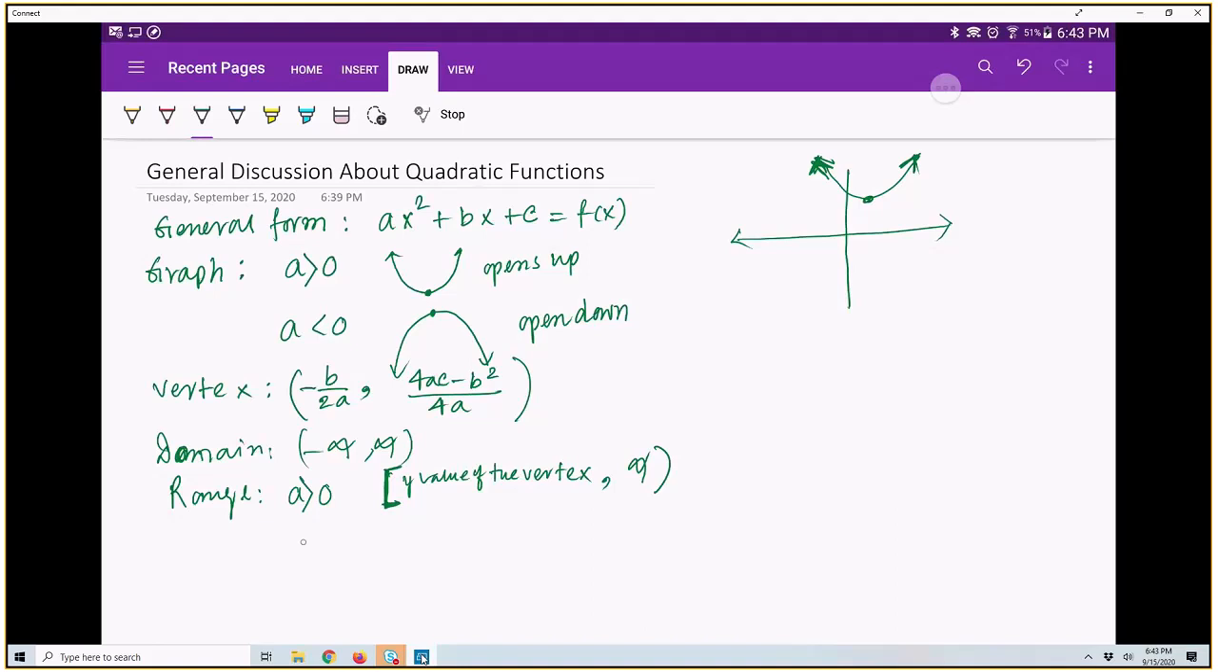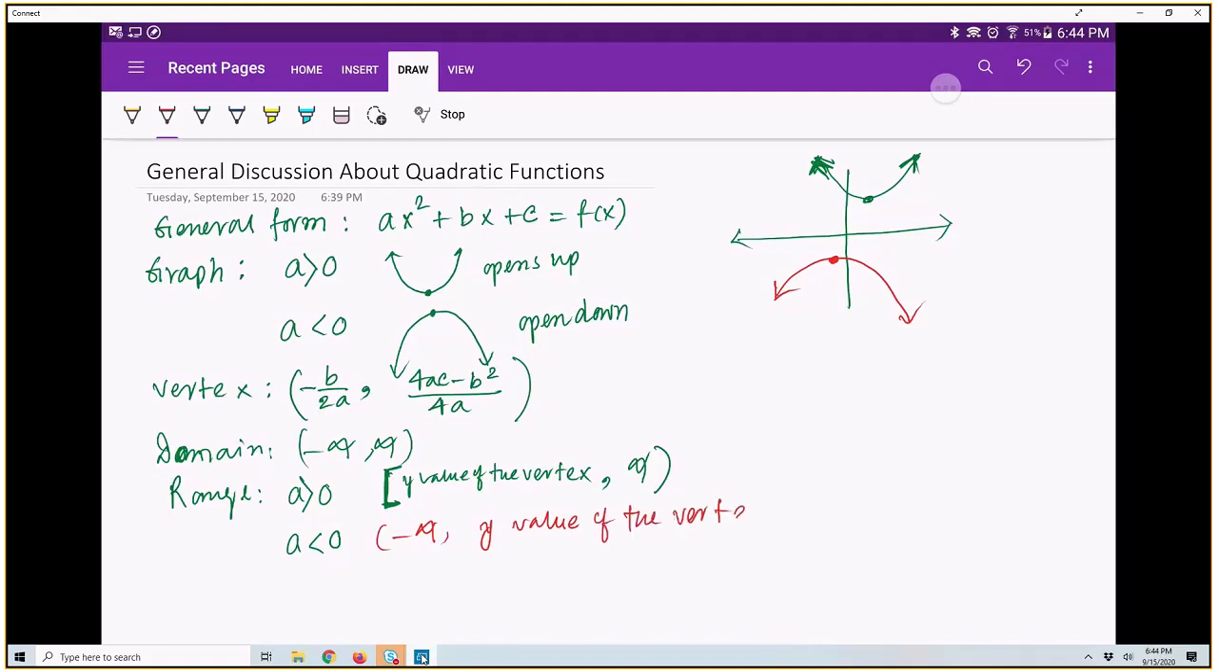Whereas if a is less than 0, then your graph in that situation is going to open down. Say this is opening down this way. Then the vertex has become the highest point on the graph. So the range of this function is going to become negative infinity to the y value of the vertex.